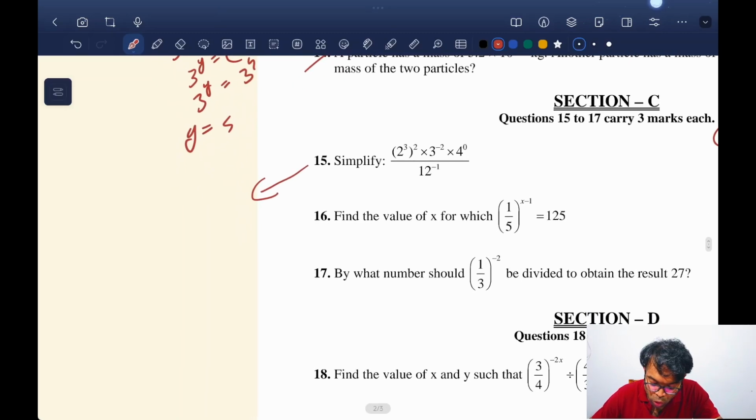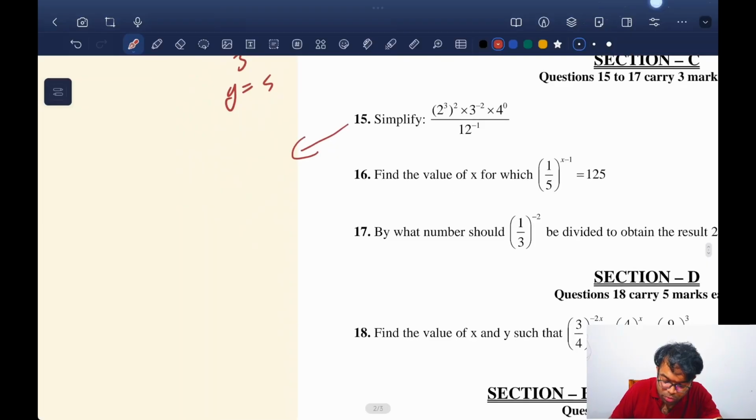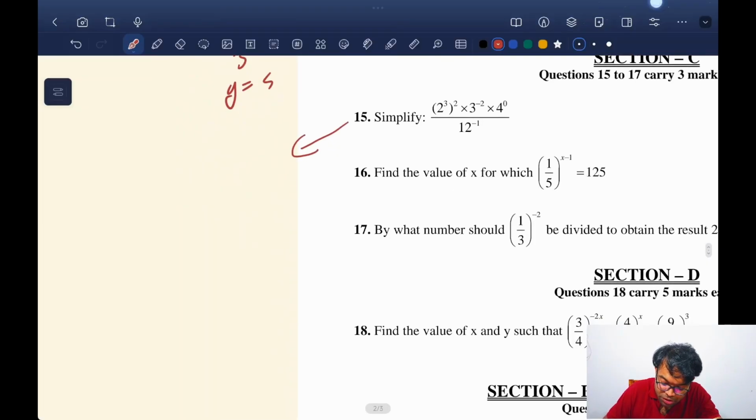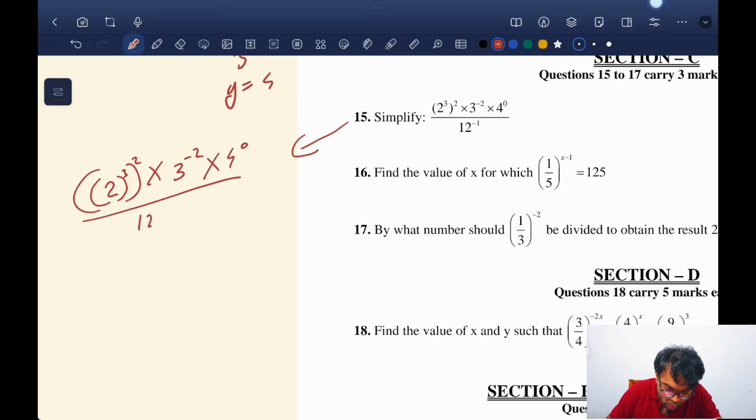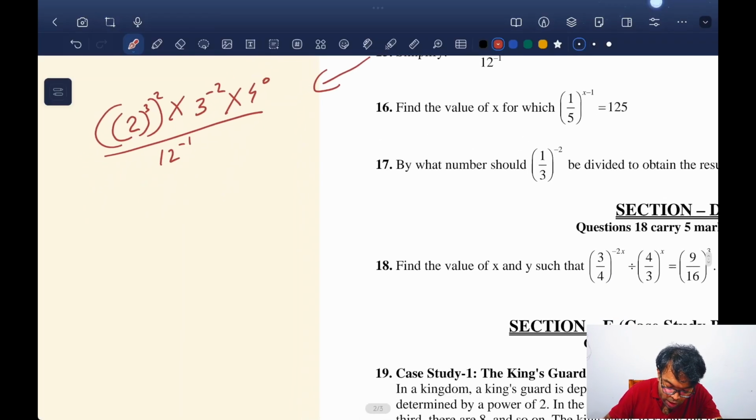सिंप्लीफाई 2 cubed the whole square multiplied by 3 to the power minus 2 multiplied by 4 to the power 0 upon 12 to the power minus 1. How I have taught you to do this? सबसे पहले क्या लिखोगी? 2 cube the whole square multiplied by 3 to the power minus 2 multiplied by 4 to the power 0 upon 12 to the power minus 1. So जहां पे माइनस है सबसे पहले उनको उल्टा उल्टा कर दो.